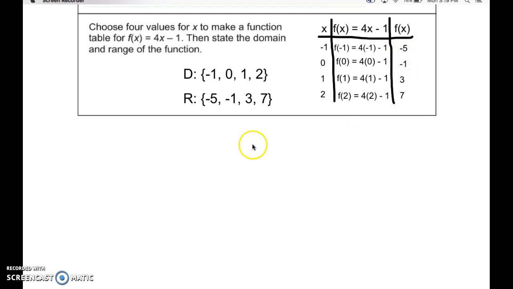I can state those in set notation. The domain is -1, 0, 1, 2. That comes from right there. And the range is -5, -1, 3, and 7. And that comes from right there. So there's your domain and your range. That takes care of those first 2 examples.